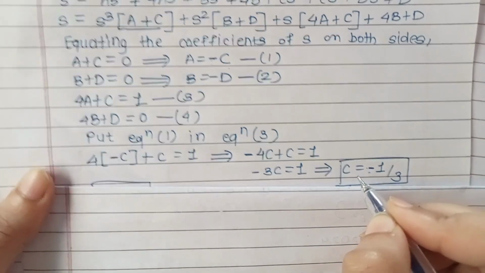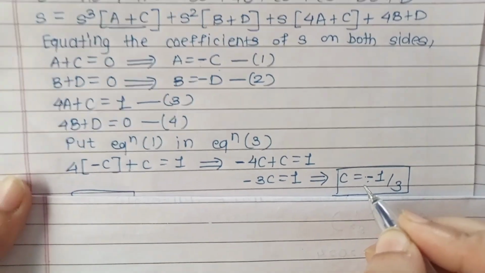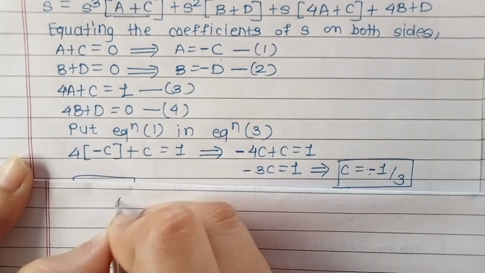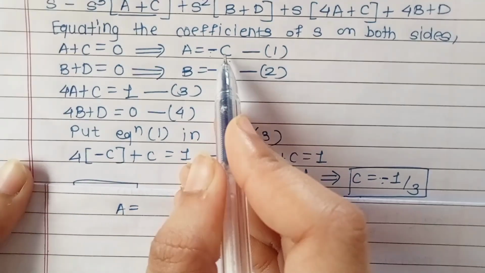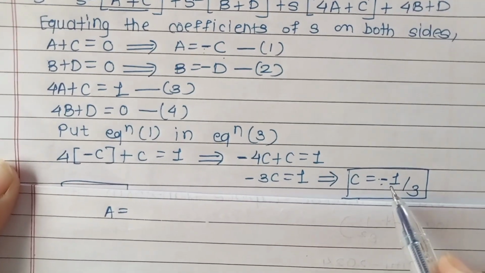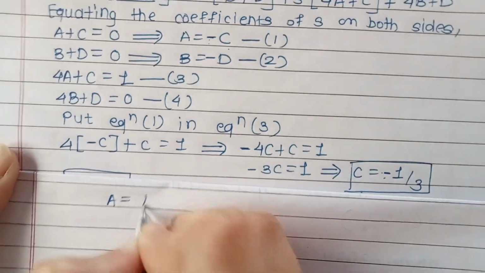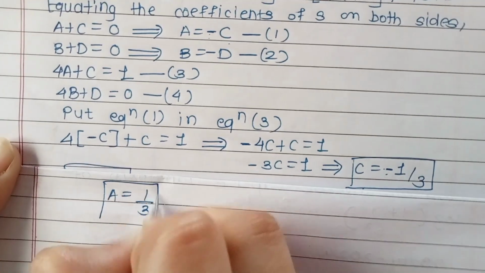Now we have found the value of c. Now put this value of c in equation 1 to find the value of a. So we will get a is equal to minus c. But here the value of c is already negative, so minus minus will get cancelled. We will get the value of a is 1 by 3.